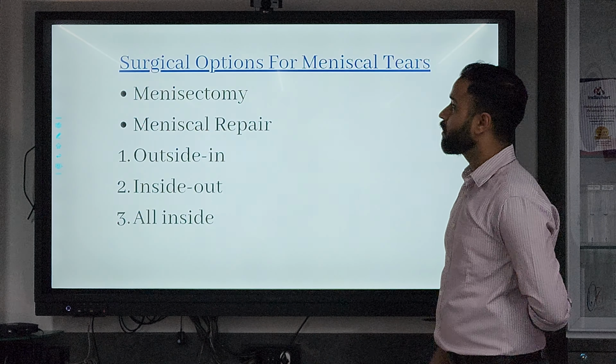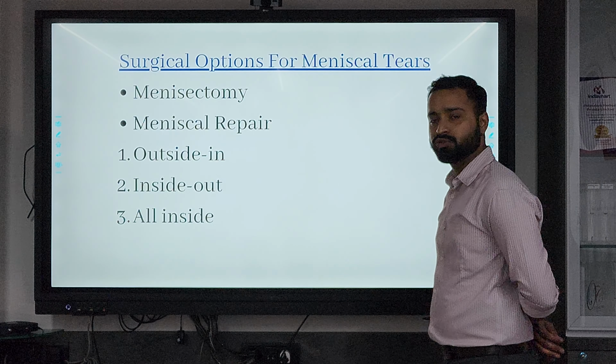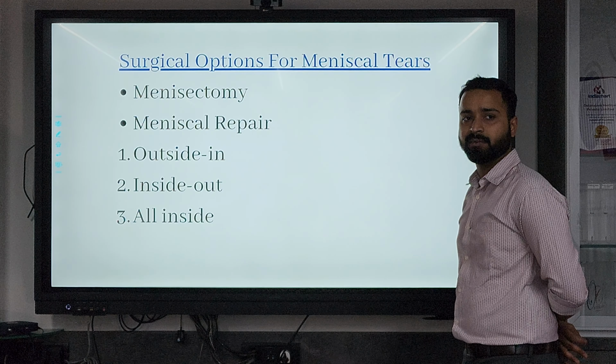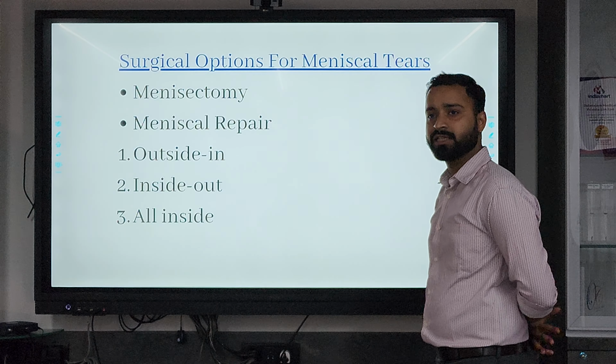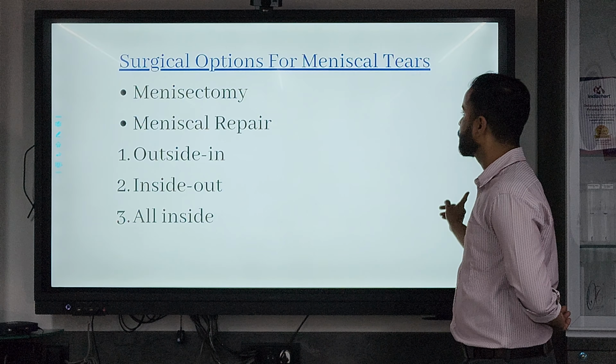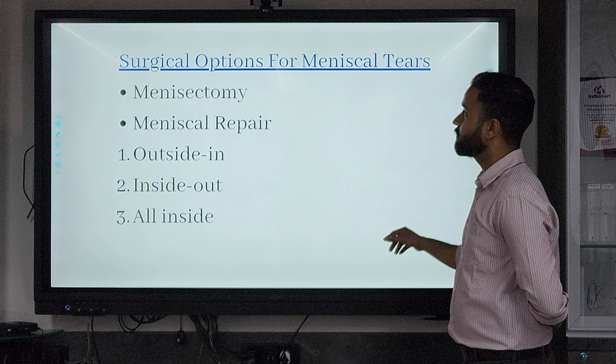Traditionally, if we talk about management of meniscal tears, there have been 2 options. One is meniscectomy, which is usually a partial meniscectomy of all the free fragments, and the other is a meniscal repair, which is traditionally described in 3 ways: outside in, inside out, and all inside. So we'll discuss these 4 methods just in brief.